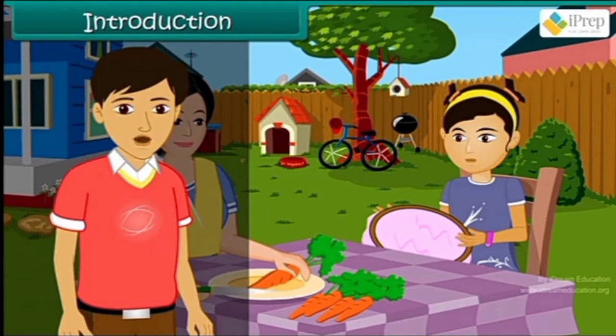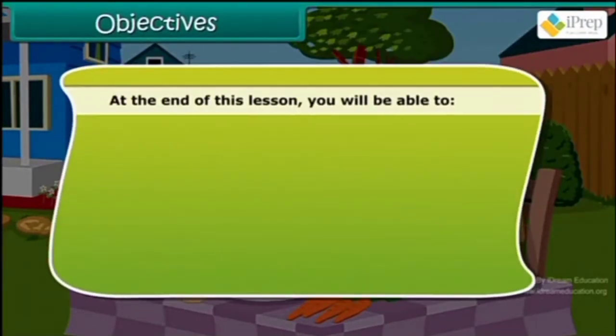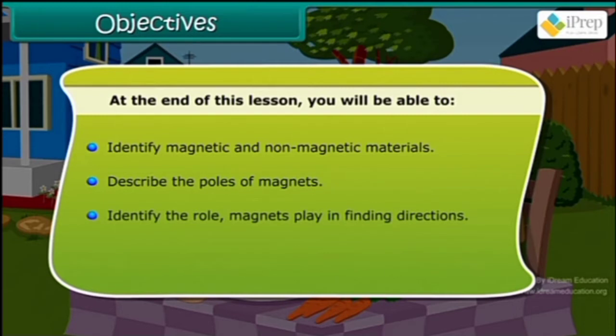Children, in this lesson we will learn about magnets and their properties. Objectives. At the end of this lesson, you'll be able to identify magnetic and non-magnetic materials, describe the poles of magnets, identify the role magnets play in finding directions, explain the property of attraction and repulsion between magnets.